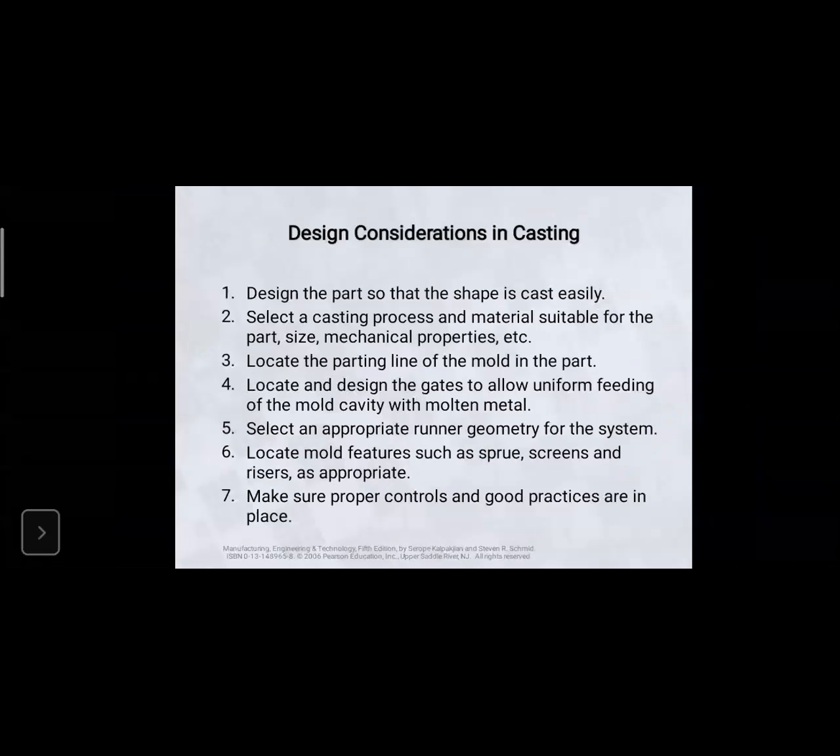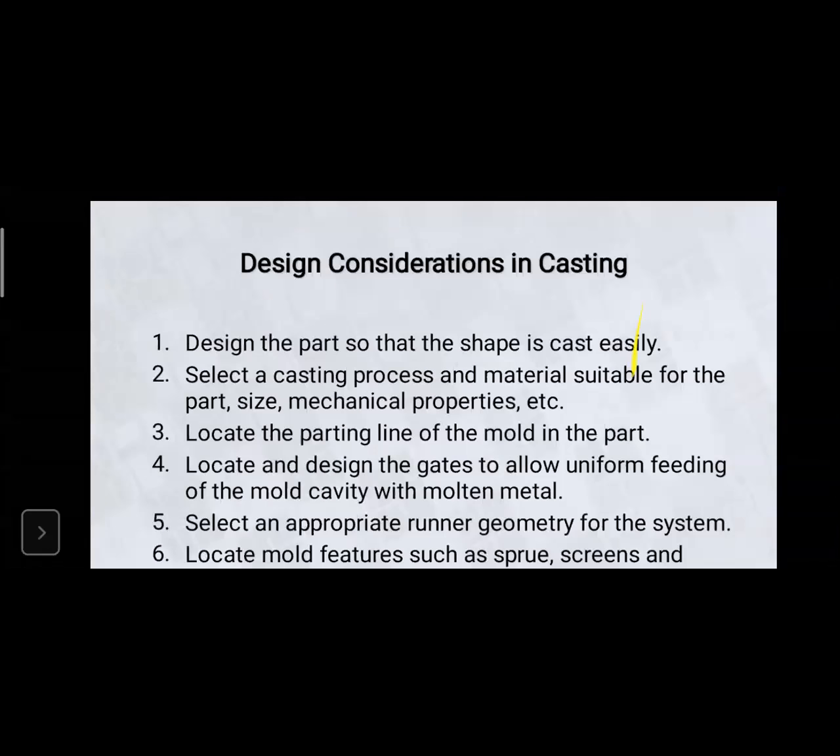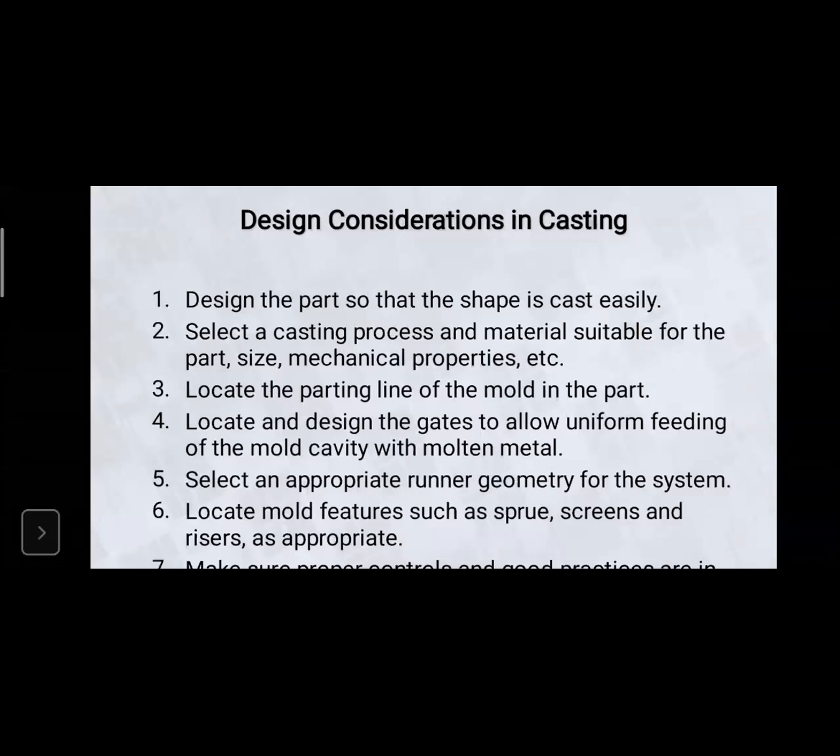So next one, design considerations in the casting. Design the part so that the shape is cast easily. We have to design the part in such a manner that the shape is obtained in the easiest way. The shape cannot break at corners or anywhere else. It must not have any cracks or any holes.